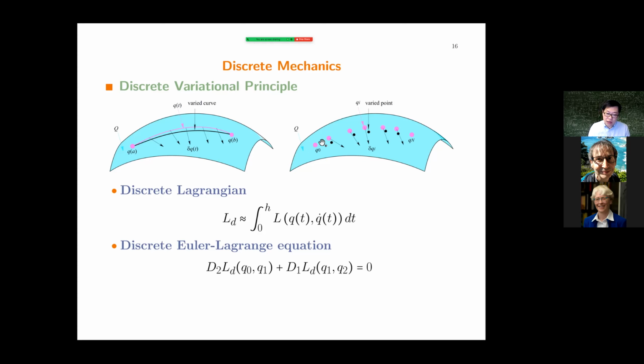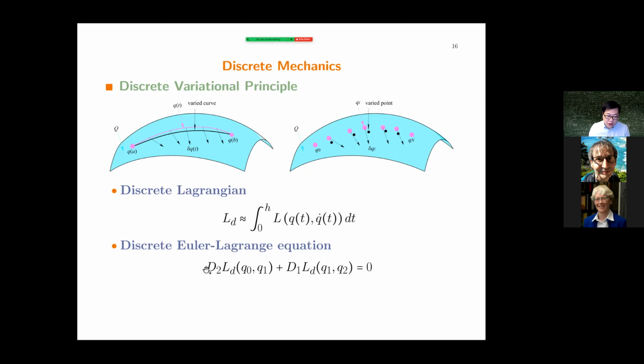And if you sum up those discrete Lagrangians over the sequence of points, you get an approximation of the action integral. And you can require that the discrete action sum is stationary with respect to variations of these internal points, subject to keeping the endpoints fixed. And when you do that, you end up getting what are called the discrete Lagrange equations.